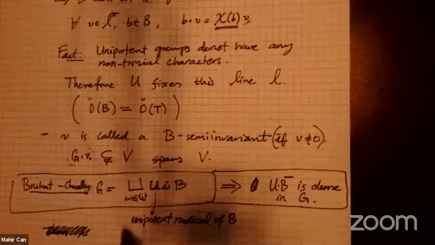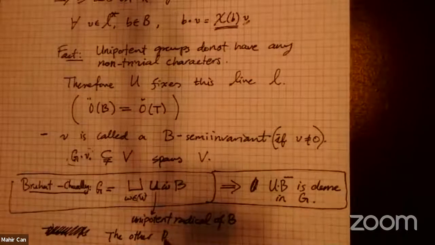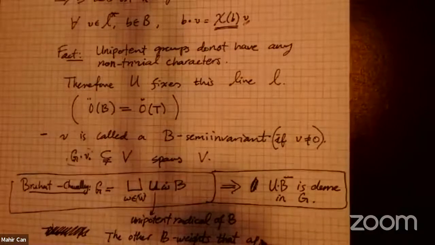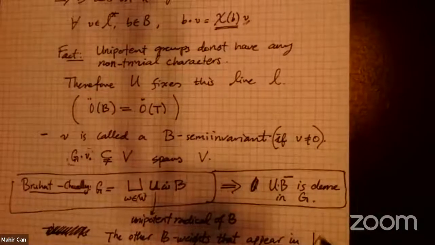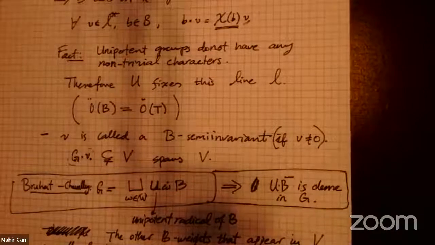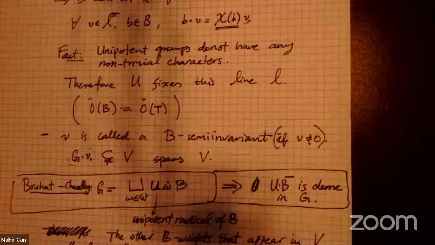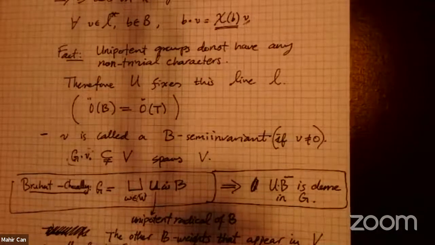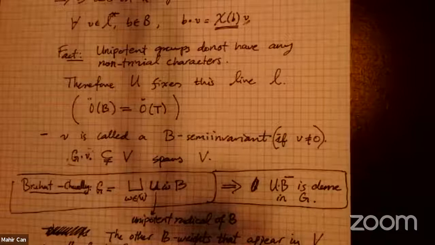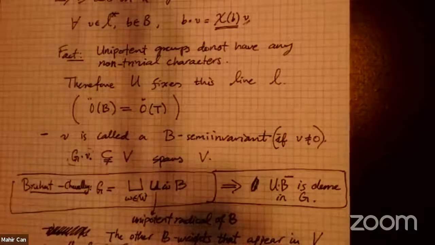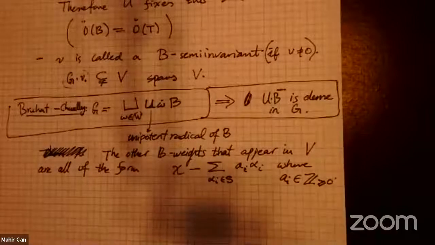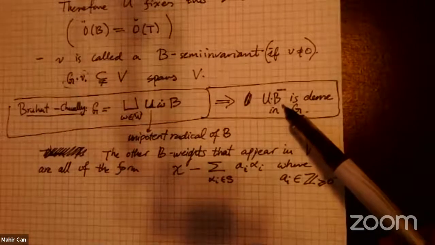I should say it this way. The other B weights, or T weights equivalently, that appear in V are all of the form chi minus the summation of a_i alpha_i, where alpha_i is a simple root and the a_i are non-negative integers. It's a calculation, but it follows essentially from this part.